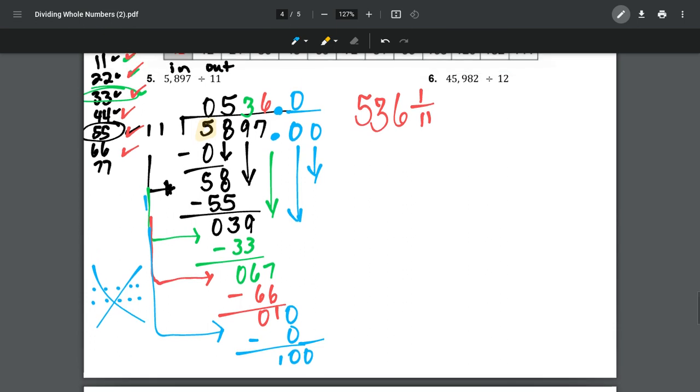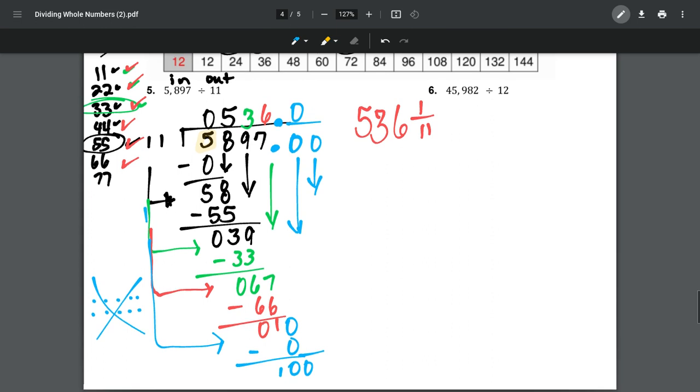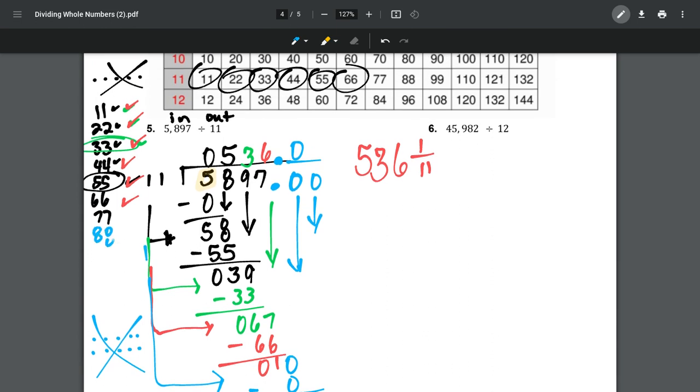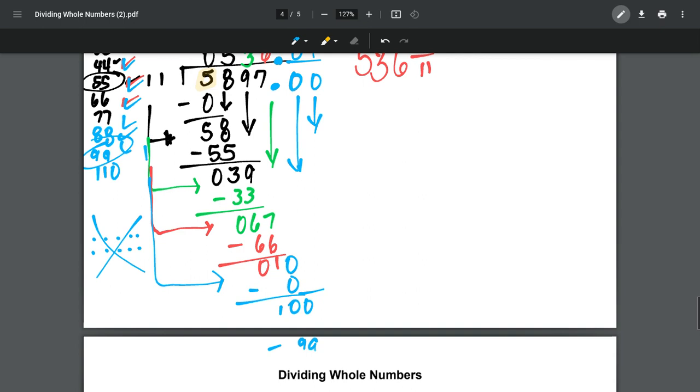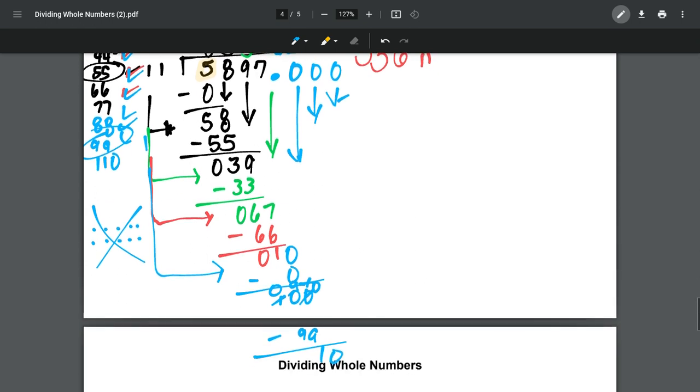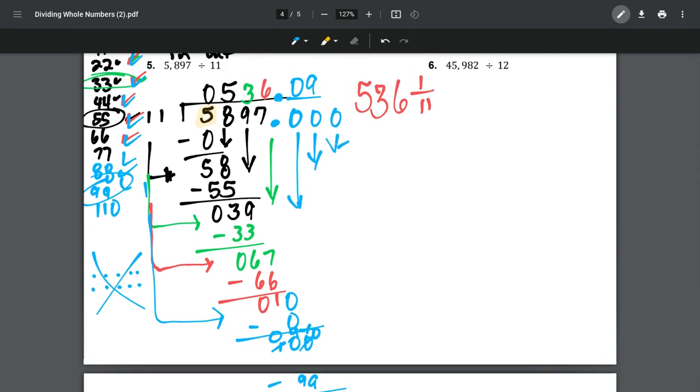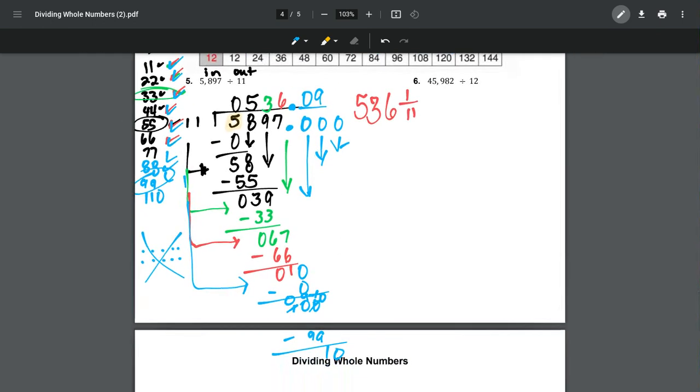All right, how close can I get to 100 without going over? Well, I have to keep listing some more. So that's 88, 99, 110. Okay, closest I can get is 99. That's 1, 2, 3, 4, 5, 6, 7, 8, 9. So subtract 99. Okay, add a 0. Now how close can you get to 10 without going over? Well, you can't make a group of 11 out of 10. So you put a 0. Anytime you put a 0, subtract 0.